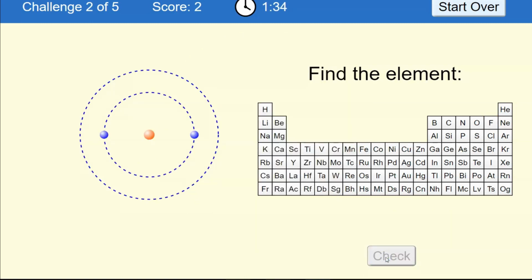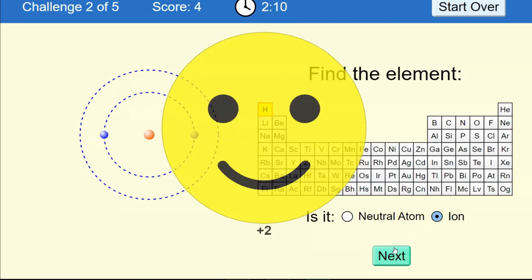So this game is going to switch between just giving you the number of subatomic particles and then showing you a Bohr model. So now, what atom is this? This is actually hydrogen. Now, next question. Is this a neutral atom or is this an ion? It is an ion. The reason why it's an ion is because we have 1 proton and 2 electrons.